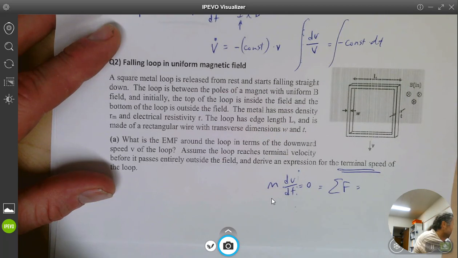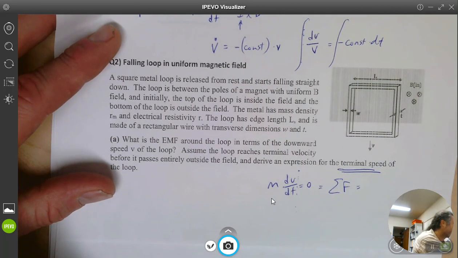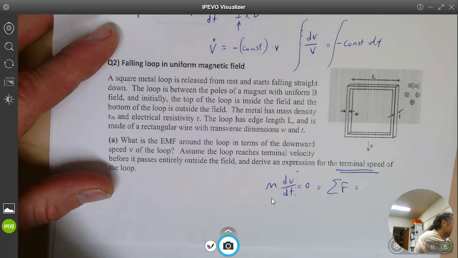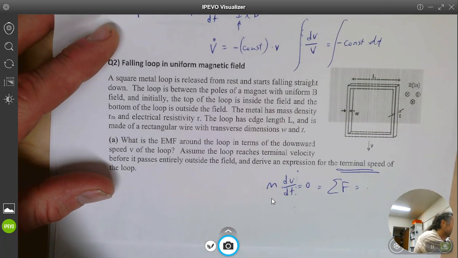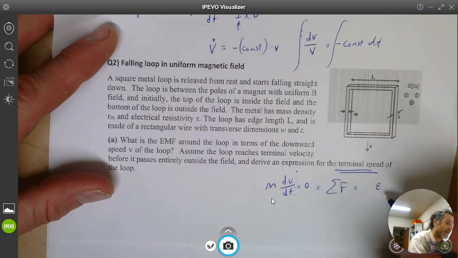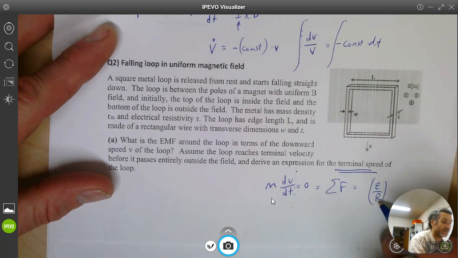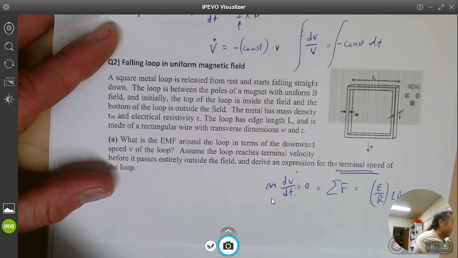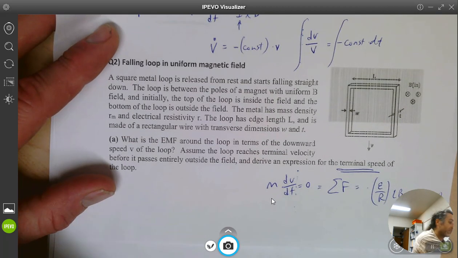Let's see here. I'm just going to quickly overview because the solution is written clearly, I think, hopefully. If it's not clear, just let me know and I'll try to help clarify more. So we basically have the sum of forces here, which is going to be our EMF, so it's ILB, so E over R, that's our EMF over R, is the current times LB, and that's going to be minus mg. And so the sum is equal to 0. From that, you can figure out an expression for the terminal velocity.